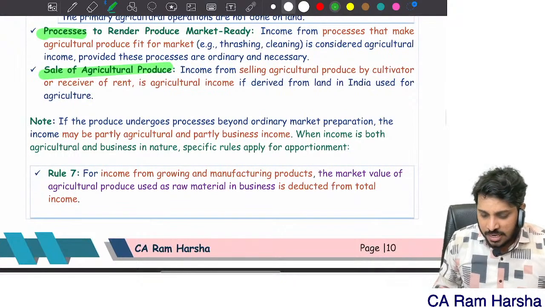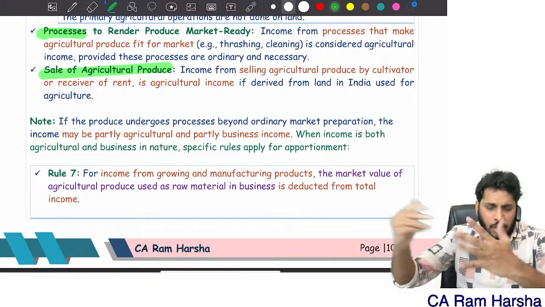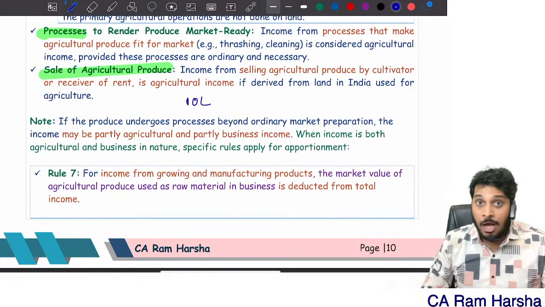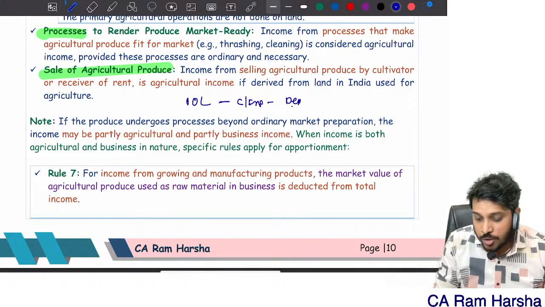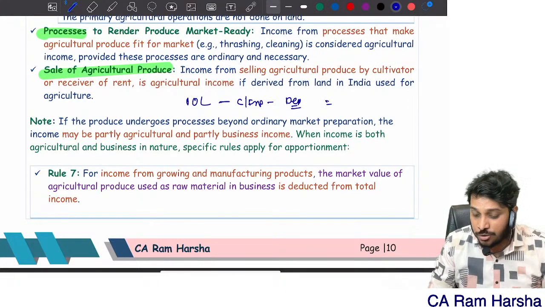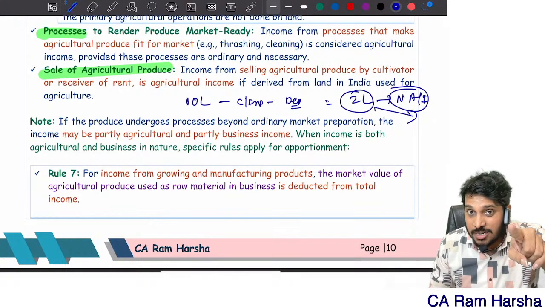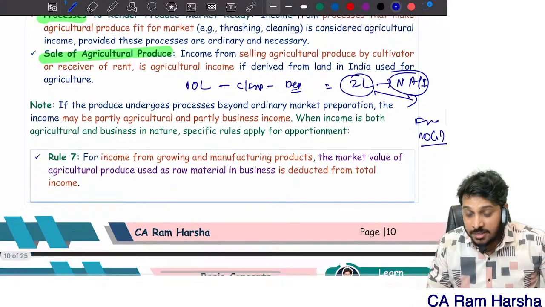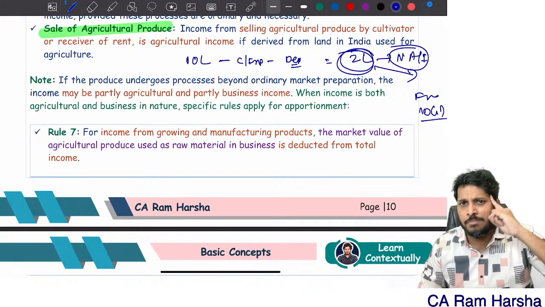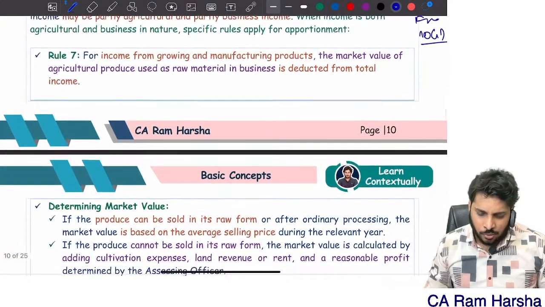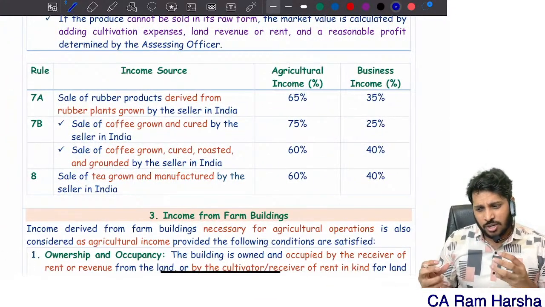Once you sell agriculture produce, you get some money. Suppose I farm potatoes and sell them for 10 lakhs. The 10 lakhs is not agriculture income. Minus cultivation expenses, and related depreciation on assets, then you get some 2 lakhs income. This is net agriculture income. It is exempted under Section 10 clause 1, but it is considered in basic tax computation for aggregation purposes. Remember this point.